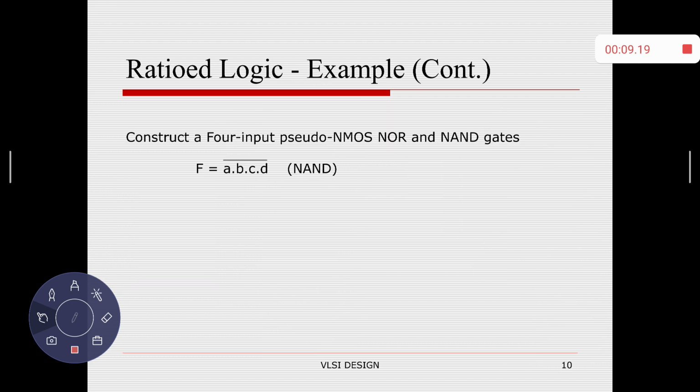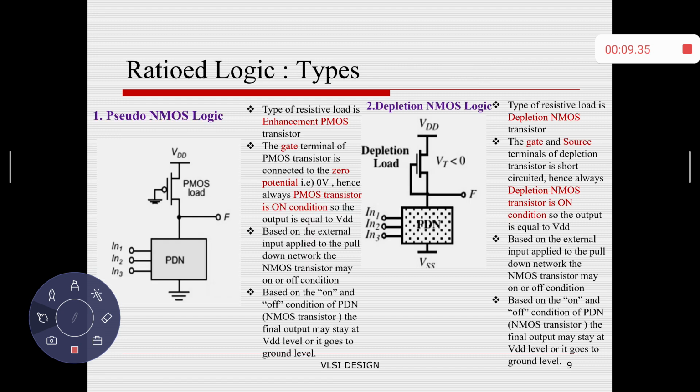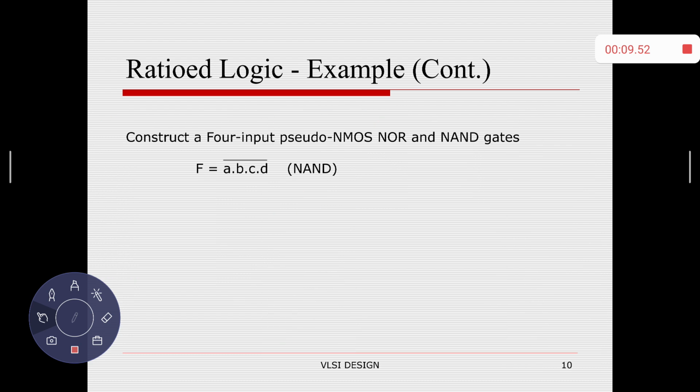This is a simple example for ratio logic. The question is: consider a 4 input NOR logic circuit and NAND logic circuit using pseudo NMOS logic. Just remember, for pseudo NMOS logic, the pull-up device will be a PMOS load, and the pull-down network consists of n number of NMOS transistors. The number of transistors we need to place in the pull-down network depends on the number of inputs. Here we have 4 inputs A, B, C, D.